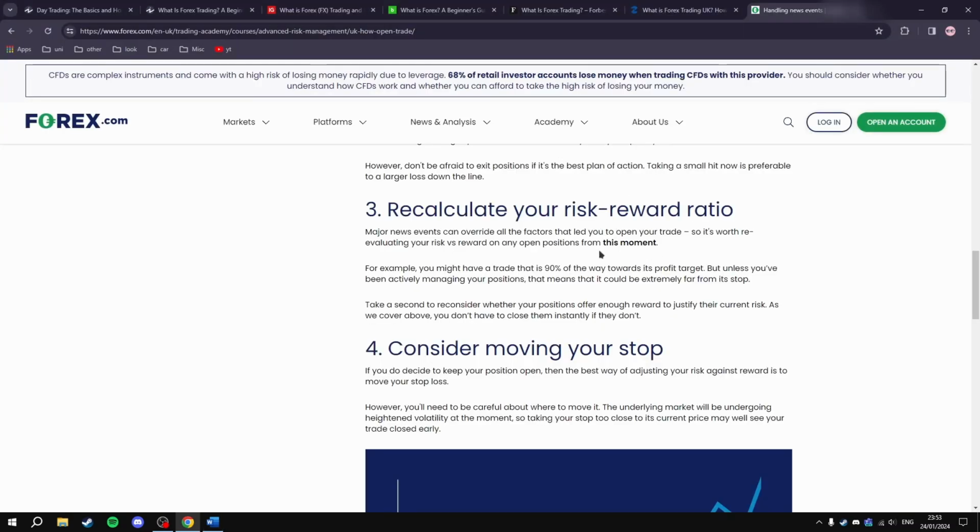Major news events can override all the factors that lead you to open your trade, so it's worth reevaluating your risk versus reward on any open positions from this moment.